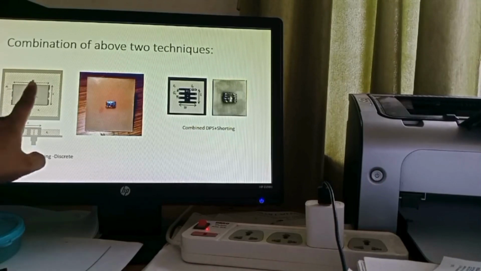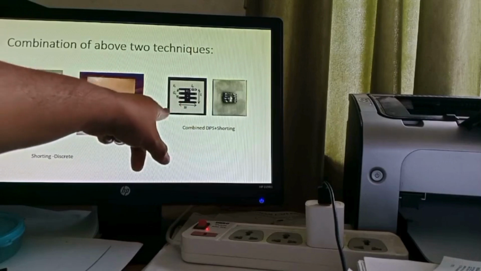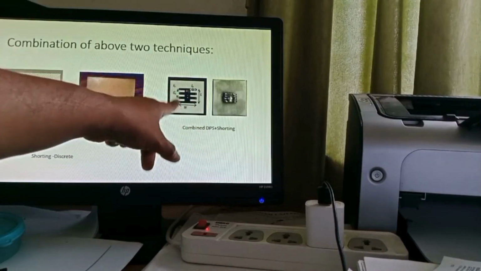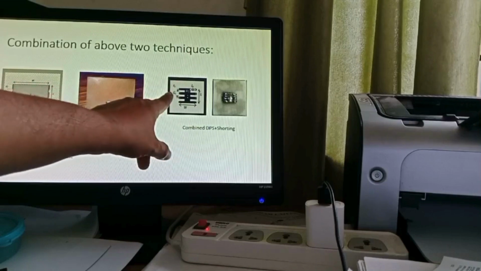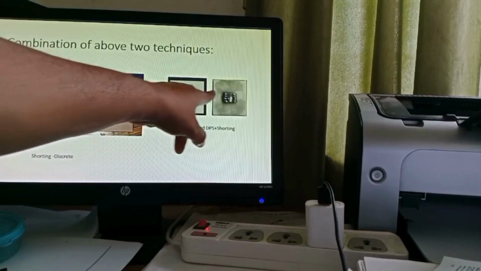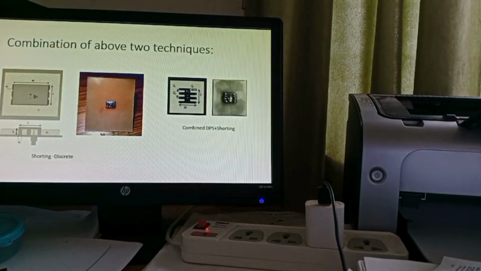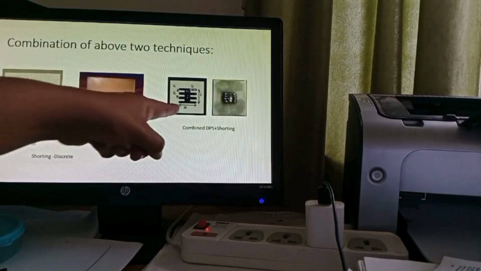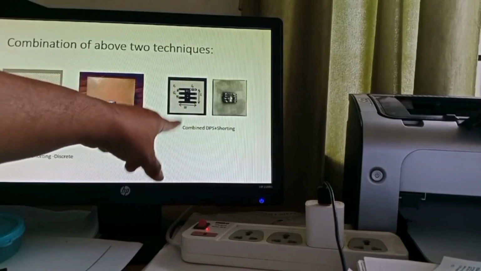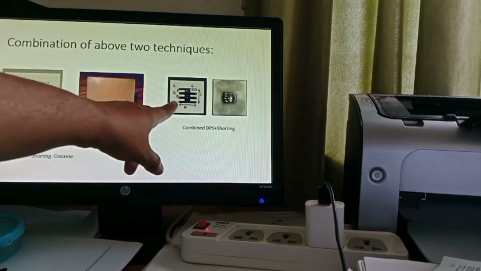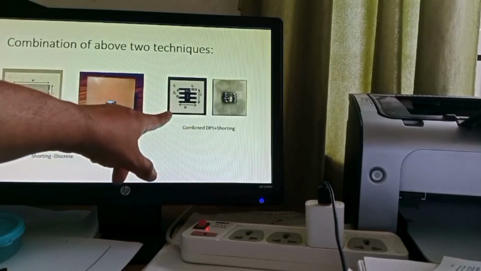For example, you see this one and this one, here it is a comb shaped patch, so it is a combination of defected patch surface as well as the shorting strips. This is the fabricated version. So you can understand that here we are considering both things, DPS plus the shorting technique, and here we have found a very beautiful effect along with the cross polarization minimization. A huge bandwidth we have got, so bandwidth is also there.